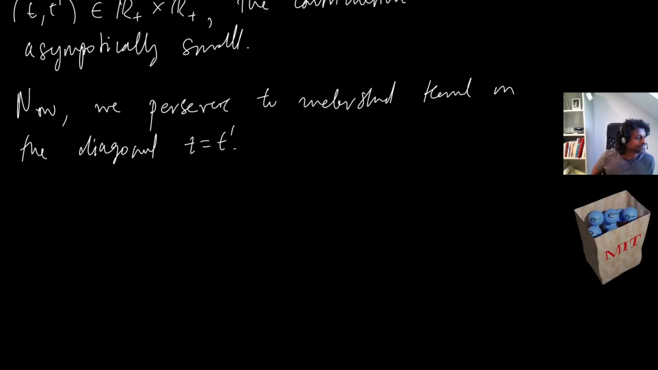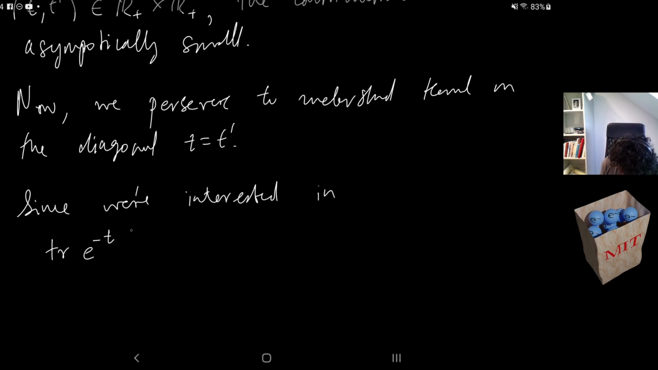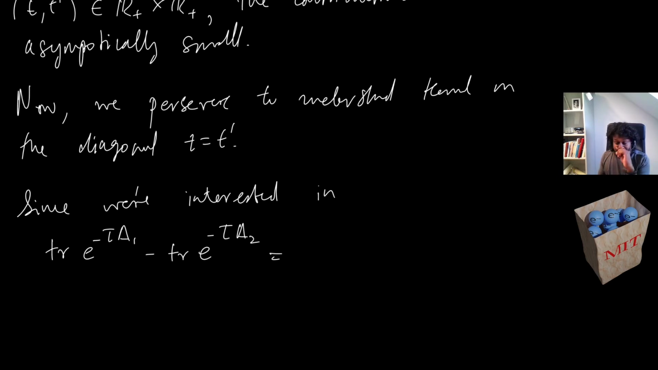Okay, so since we're interested in the trace of e to the minus tau, plus 1, minus the trace of e to the minus tau Laplace 2, the trace is actually a functional on the space of trace class operators, so we can write it like this. You can check this if you like.